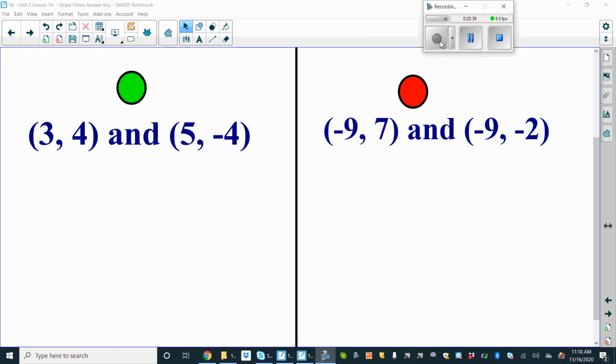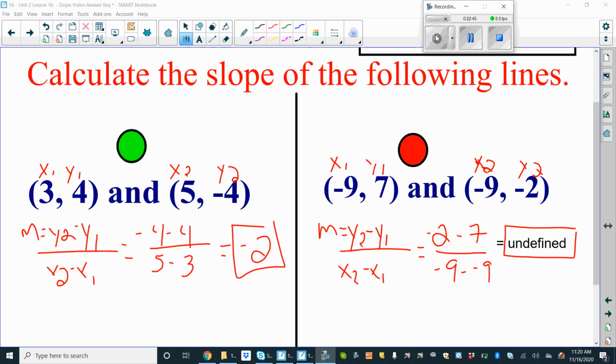Okay, so for this one, please try this on your own and then check your work. Okay, so for the first one, we have x1 is 3, y1 is 4, x2 is 5, and y2 is negative 4. When you substitute it into the equation, you have negative 4 minus 4 divided by 5 minus 3, which is negative 4. In the second equation, after you label x1, y1, x2, y2, you have negative 2 minus 7 divided by negative 9 minus negative 9. When you type this into the calculator, you get divide by 0 error, which is a slope that is undefined. So that is your answer for that one.